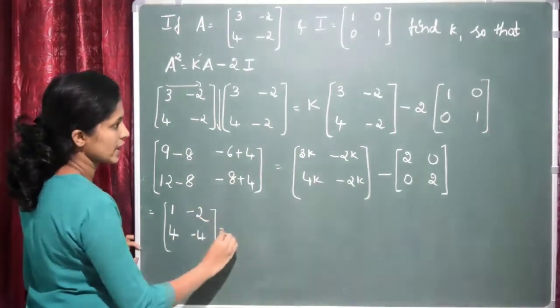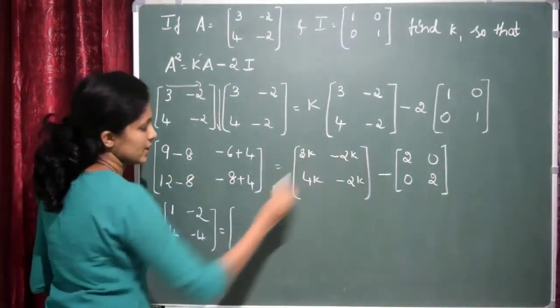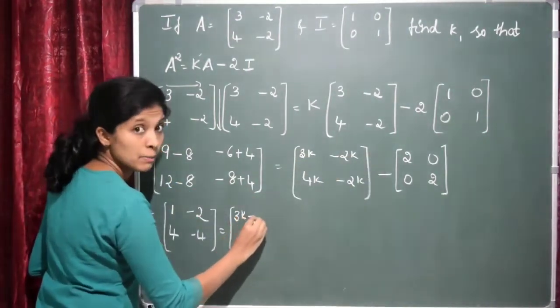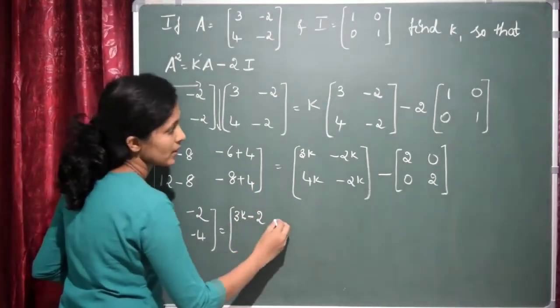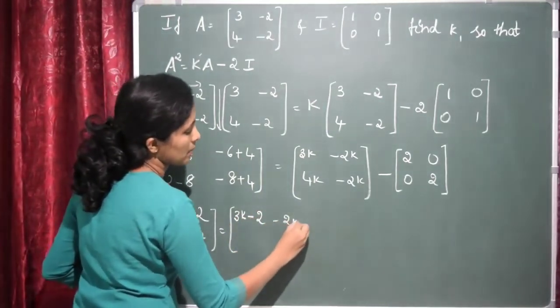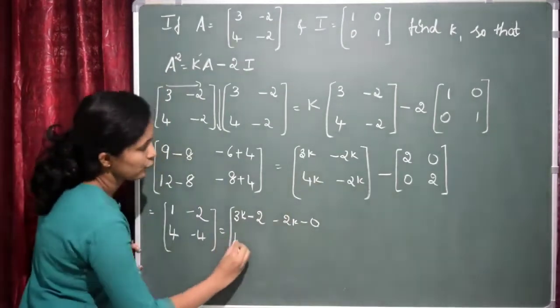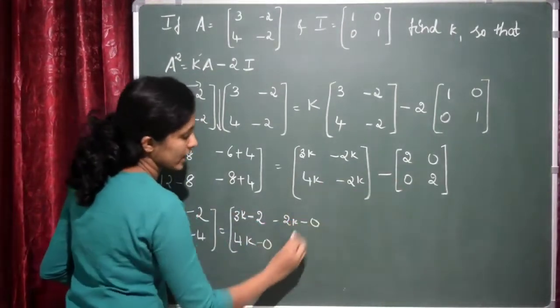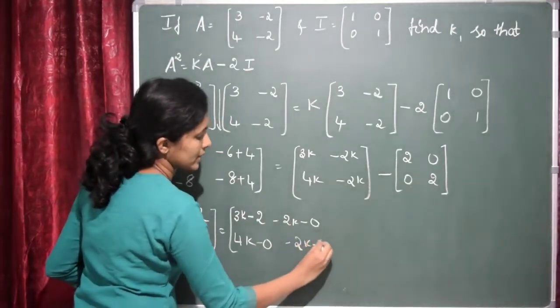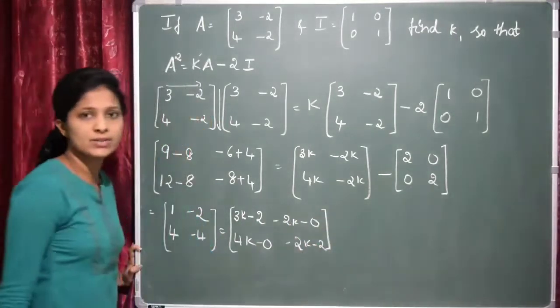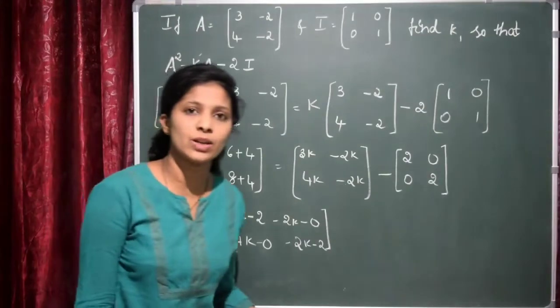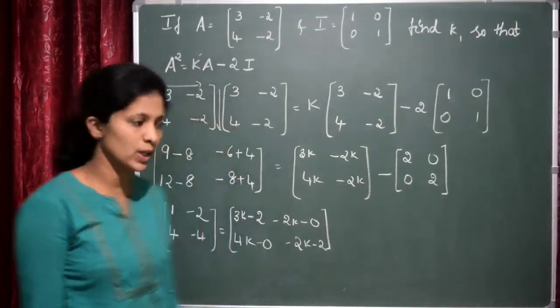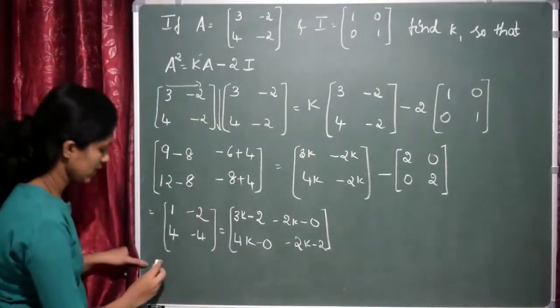So this is equal to 3K minus 2, right? 3K minus 2, next will be minus 2K minus 0. Next 4K minus 0, right? So this is minus 2K minus 2. Here two matrices are equal. When two matrices are equal, their corresponding elements should be equal. So you can equate with any one of the elements.